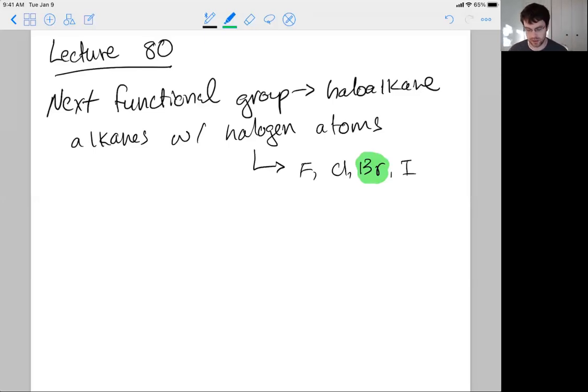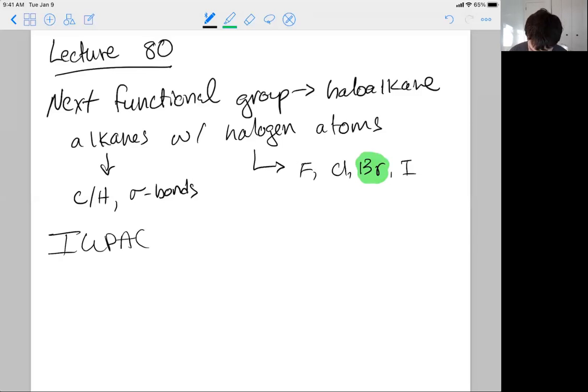is too reactive. Okay, so with this in mind, and these are also alkanes, I should add, so they've got carbon, hydrogen, and sigma bonds. So only carbon, hydrogen, along with sigma bonds, and then there are one or more halogen atoms present. What we need to start with is IUPAC naming. So we're looking at, if we have a halogenated alkane, how do we approach naming the molecule properly according to IUPAC rules?